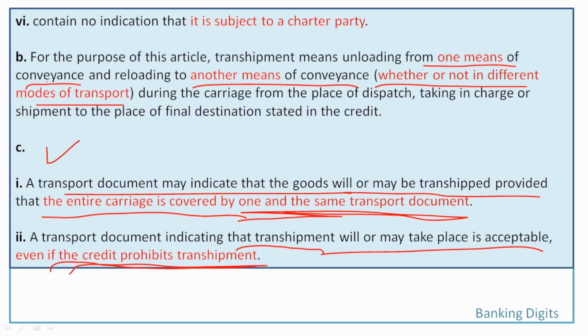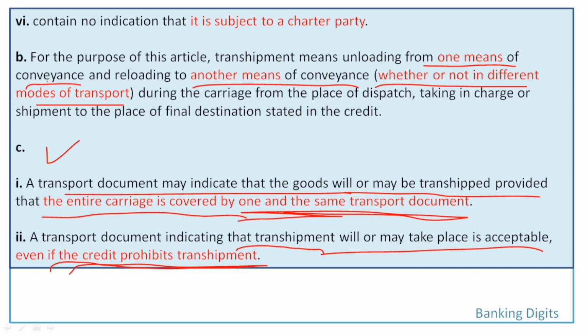Just take an example here. If the LC states goods to be shipped from Dubai to USA, and in the BL the place of receipt is mentioned as Dubai and the place of delivery is mentioned as USA, then if any such clause is mentioned in the BL that goods will be transshipped at UK, then the document will be acceptable.